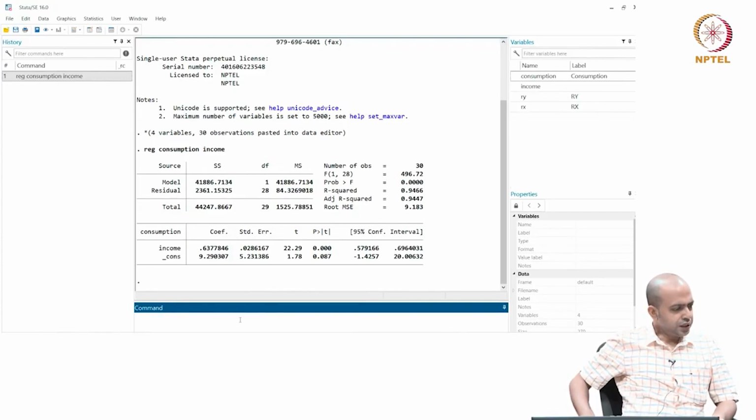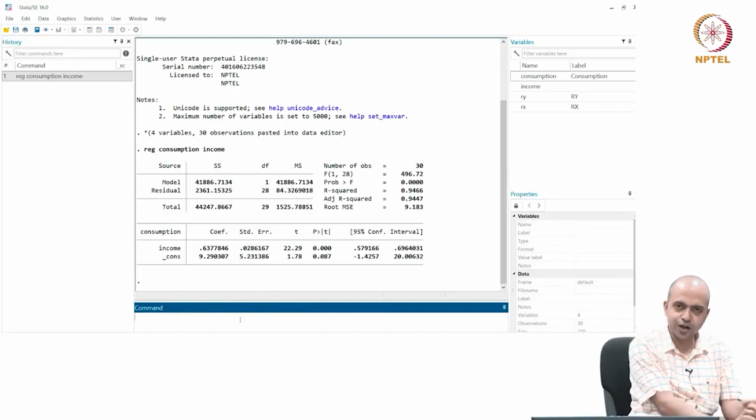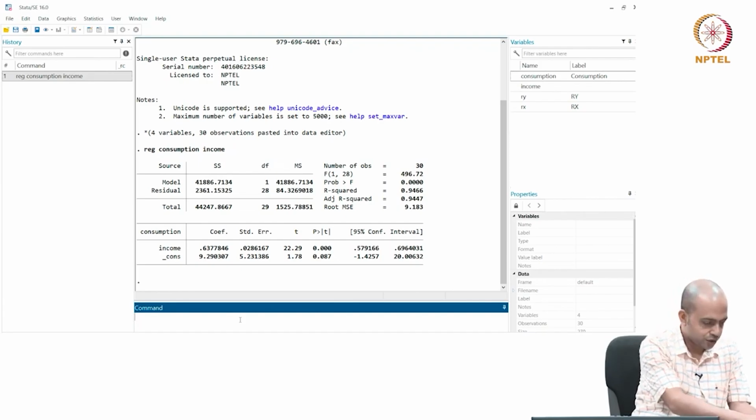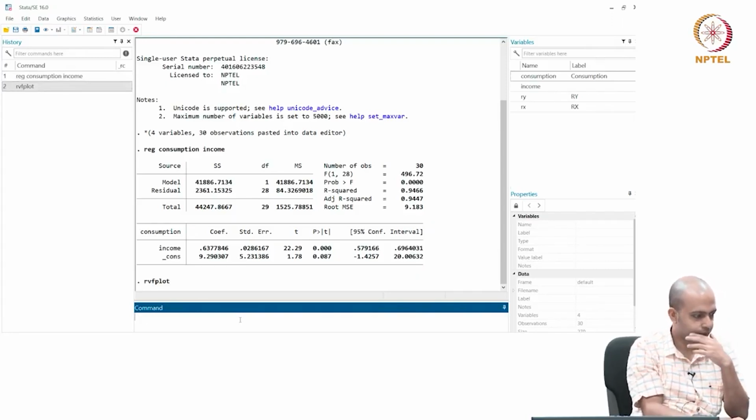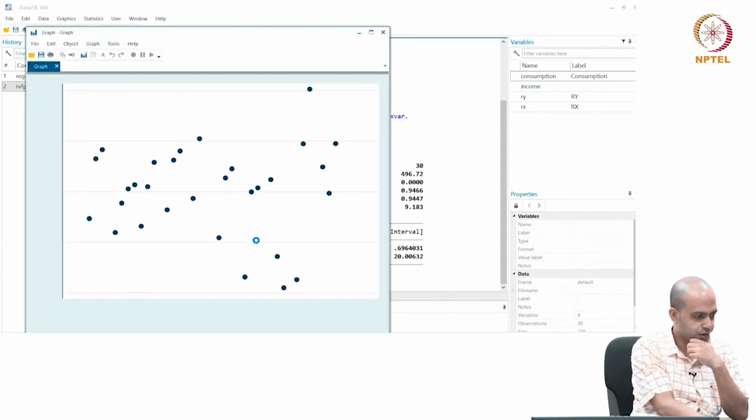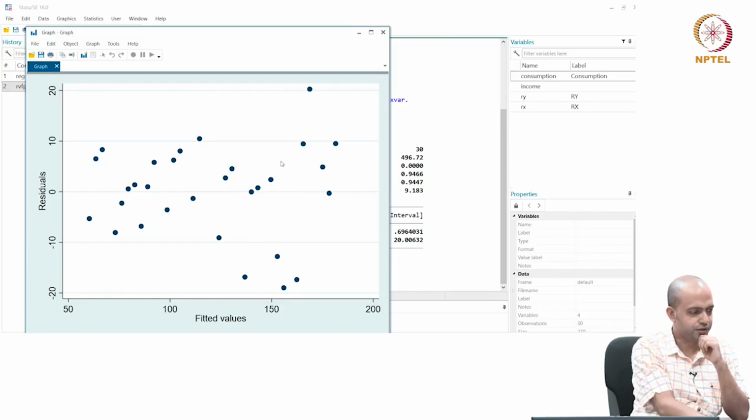Now, if you try to put your error ui hat square along with your yi hat, then there is a specific command in Stata, and that command is basically RVF plot. This is the command. Look at this.